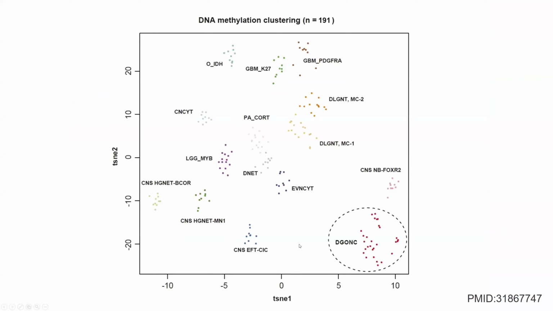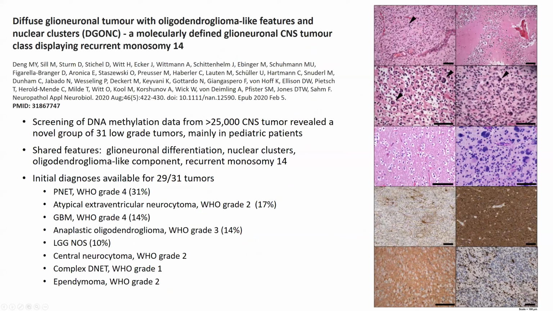Actually, this patient went with a very descriptive diagnosis for several years until the clinicians questioned, this really is not behaving like a high-grade glioma. And so at that point, we had methylation profiling available. We recharacterized this tumor and realized it fell into this cluster of tumors that we called DGONC, or diffuse glioneuronal tumor with oligodendroglioma-like features and nuclear clusters.